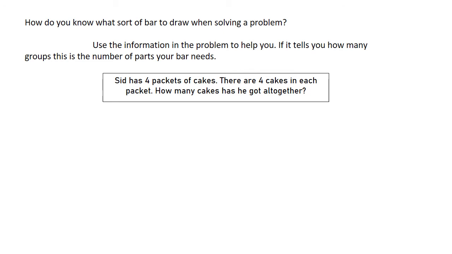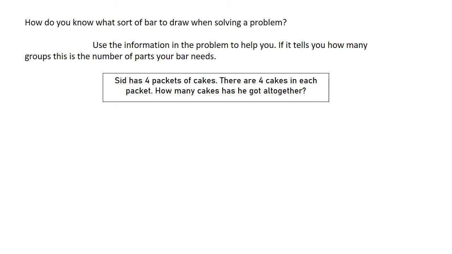Okay. So this question says Sid has 4 packets of cakes. 4 packets, that's 4 groups. So he's telling you already. And there are 4 cakes in each packet. So he's told you the number in each of those groups. And he wants to find out how many there are all together. So that's the total we're finding out.